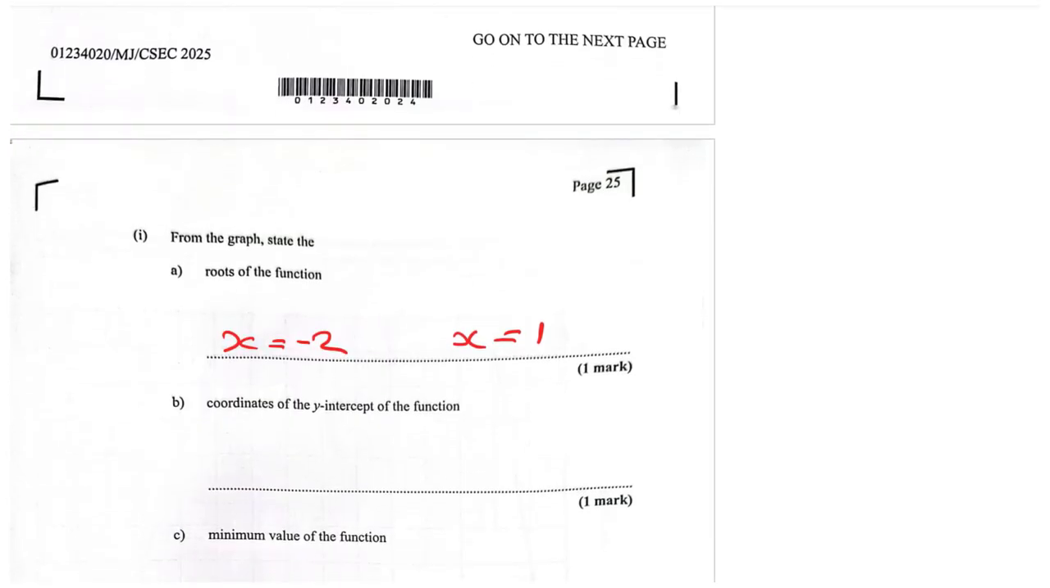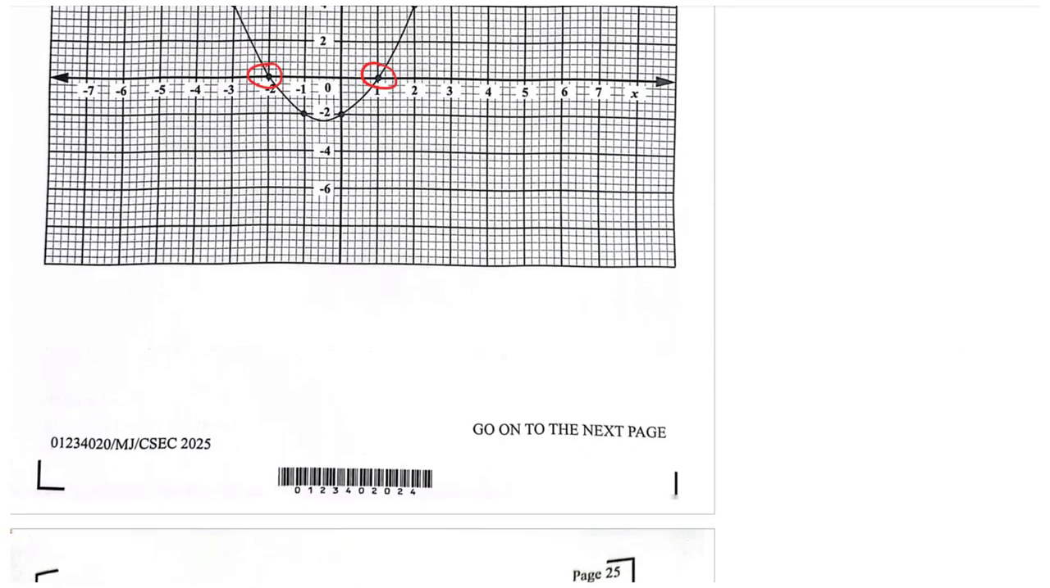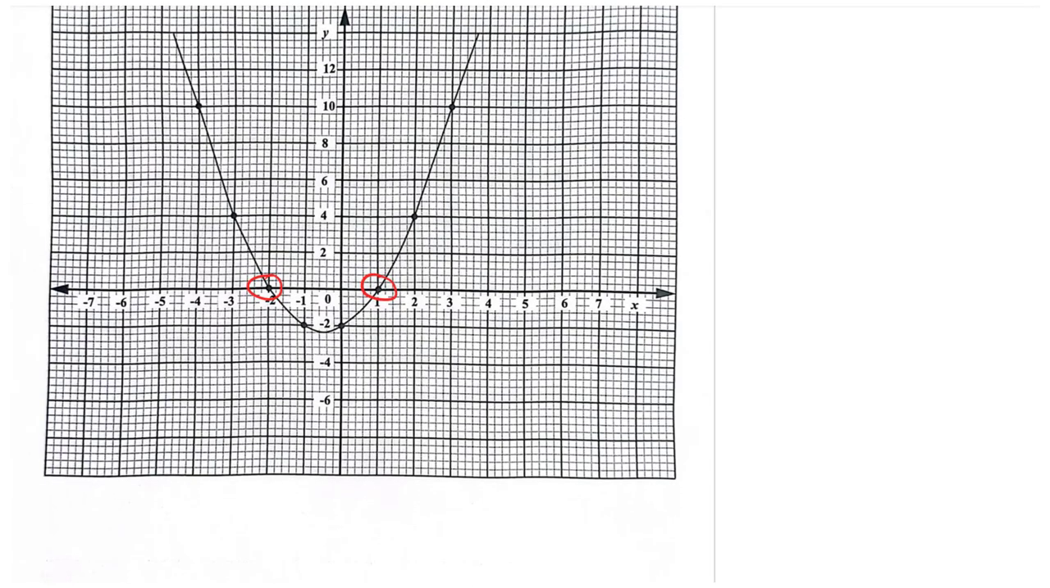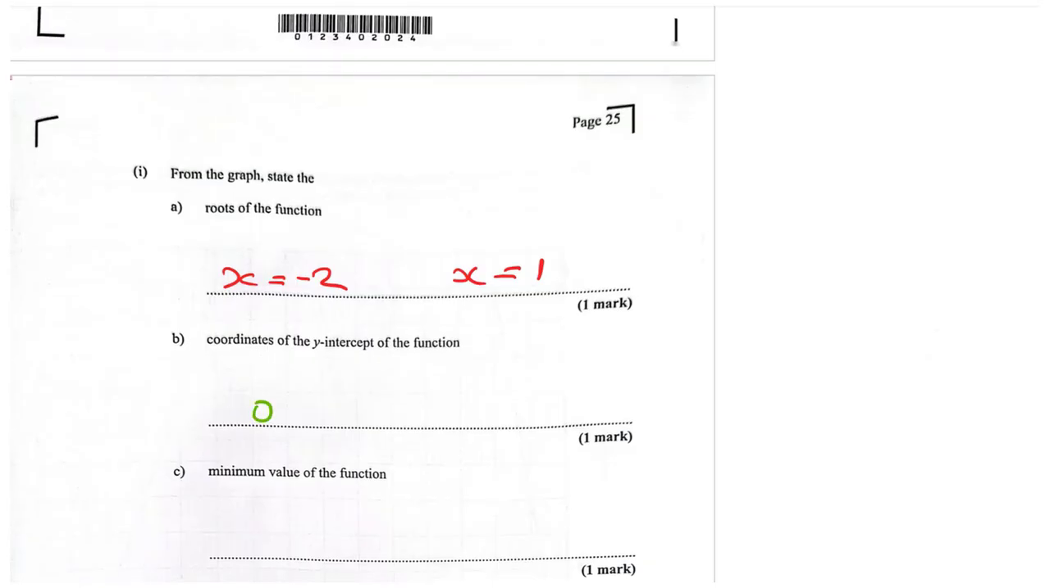Let's look at part B. So we need to find the coordinates of the y-intercept of the function. So let's go back to our graph. The y-intercept is where the graph cuts the y-axis, and it's right here. Right? And we are looking for coordinates, so we must state the x and the y. So therefore it's going to be 0, -2. Right? So that is the coordinates of the y-intercept.